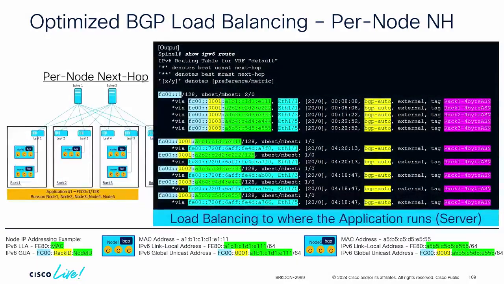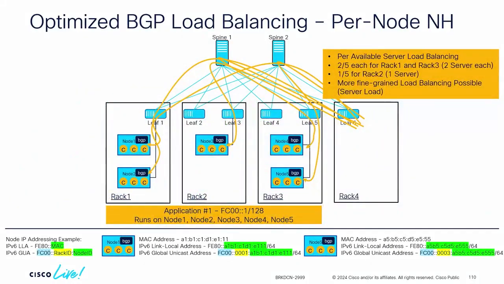What's the result of that? The result of that, if I look at the spine, is that now to get to the service, I have as many next hops as there are nodes that host or offer that service. And this is good because if I look at how the traffic is now distributed, now I have 2 flows going to rack 1 because I have 2 nodes offering the service.